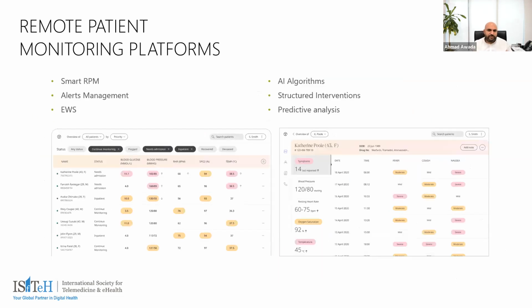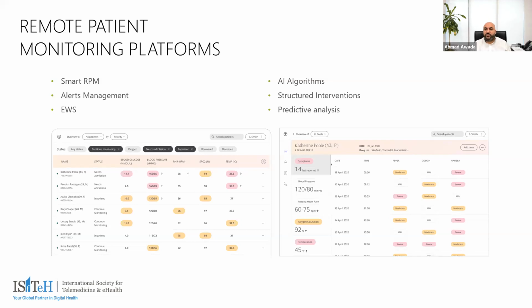So how do these platforms look? I mentioned that it has smart RPM, smart remote patient monitoring. It has alert management, where you configure rules: if the patient's reading was so-and-so and he's high risk, then do that. The alert could notify the patient to take the reading again, or notify the doctor there's something wrong, and the patient and doctor go and check what's happening. Or it could be an escalation.